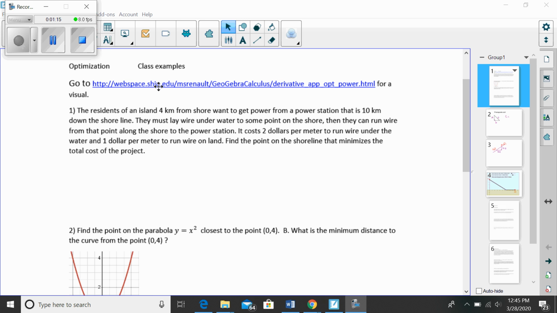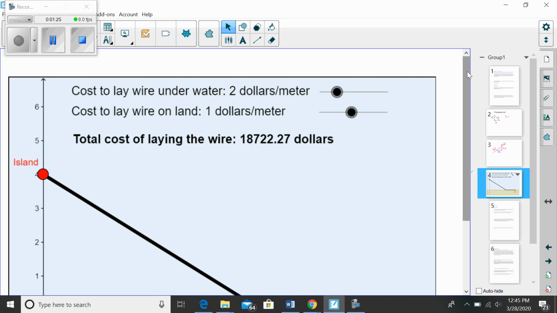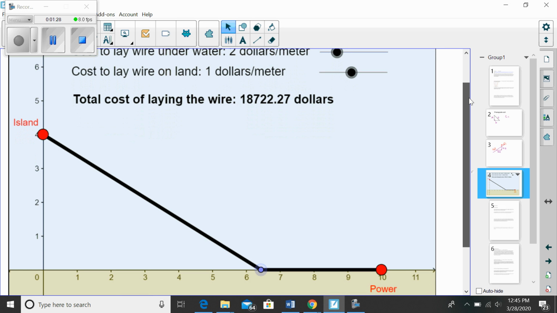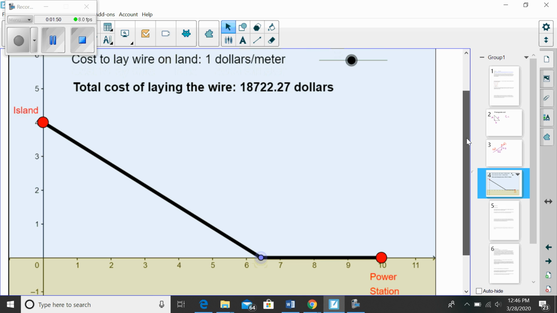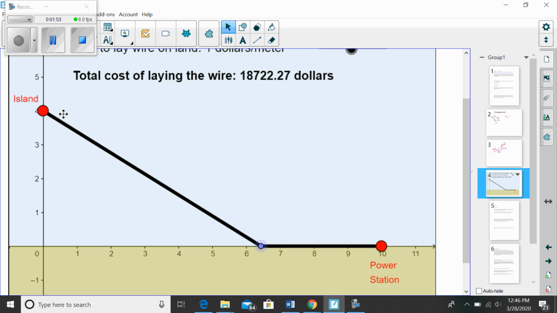So I gave you a website for an interactive diagram. I was not able to pull up the interactive diagram. I was only able to do a screenshot, but here's the screenshot of what you would see, and then you'll be dragging this blue dot and it's showing the total cost. So you can see that as you change the point on the shoreline where we cross out of the water. This blue part's the water. Here's our island. Here's our power station down here at 10 on the x-axis. And we need to build from the island to the power station in a way that minimizes cost.